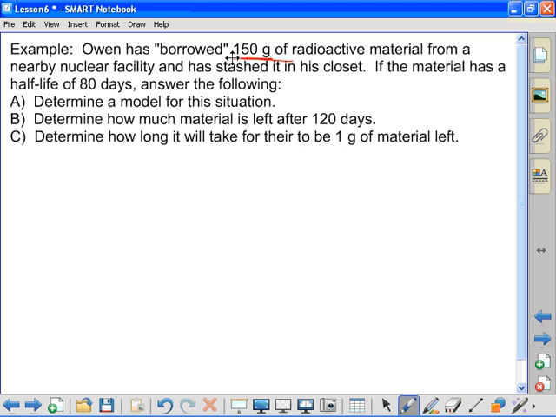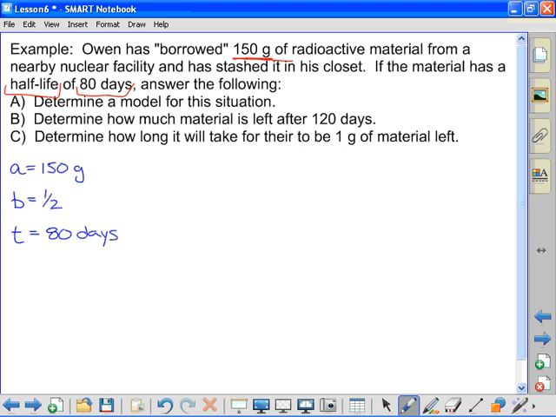150 grams of radioactive material. So that's an initial amount for us. Because it's not money, the initial amount must be A. So 150 grams. We know that we have two pieces of information here. Half-life and 80 days. Half-life tells us the base, our B value. So B is going to be 1/2. The 80 days tells us how long it takes for half-life to occur. So we have our T value.